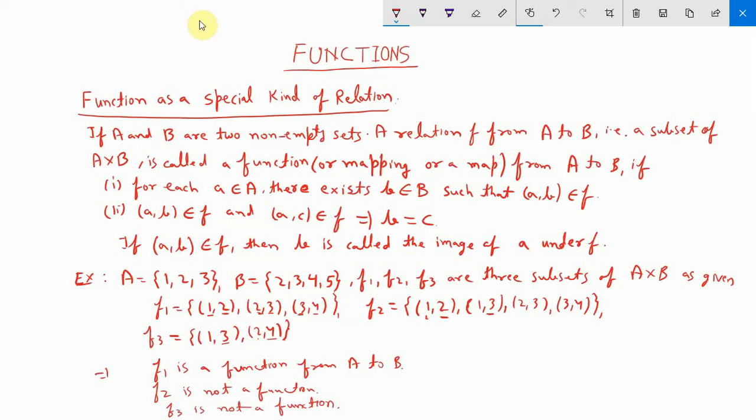So next we will see another problem. Please write down: if x, y is an element of the set {1, 2, 3, 4}, then which of the following are functions in the given set? So we have to find whether the given relations are functions or not.